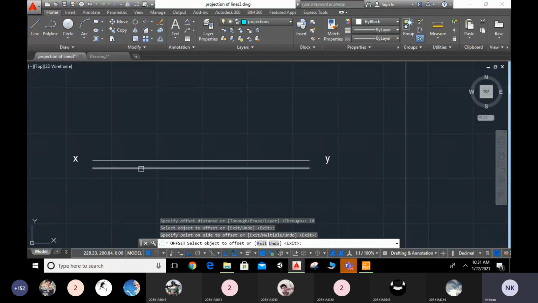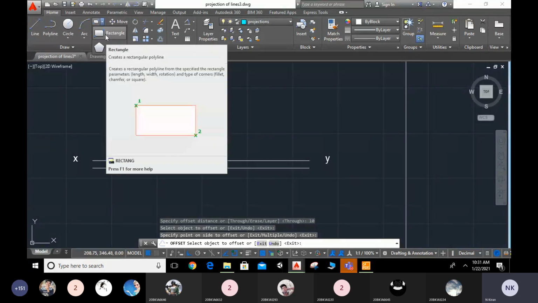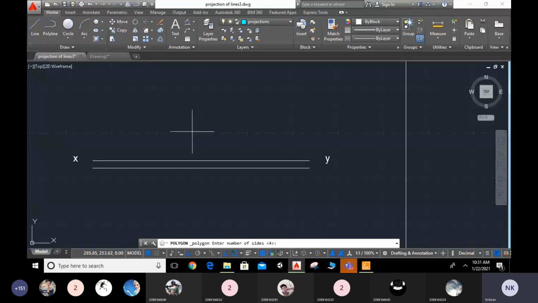Now on this line I have to draw a hexagon. Is it right? So I will select the polygon command here. And how many sides are there in the hexagon? 6. Center.